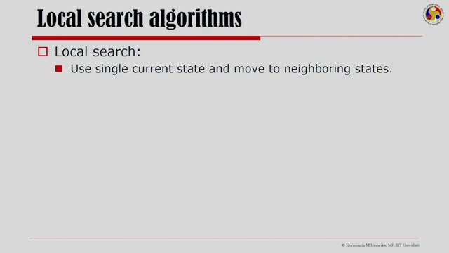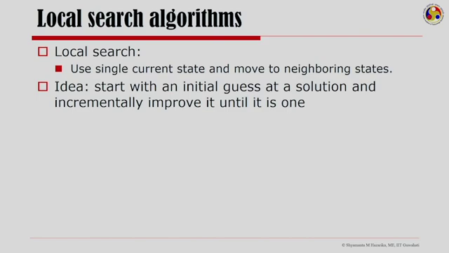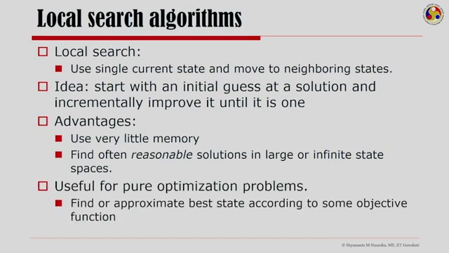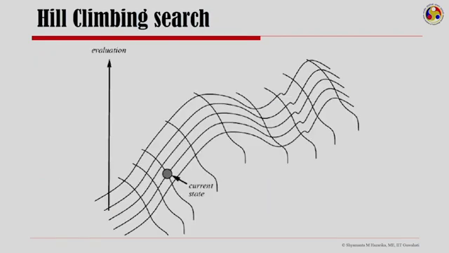Local search uses a single current state and moves to neighboring states. The idea is to start with an initial guess at a solution and incrementally improve it until it is one. The advantages of local search are, as I told you, that it uses very little memory and often finds reasonable solutions in large or infinite state spaces. It is useful for pure optimization problems, to find or approximate the best state according to some objective function. We will look at one such local search algorithm called hill climbing search.